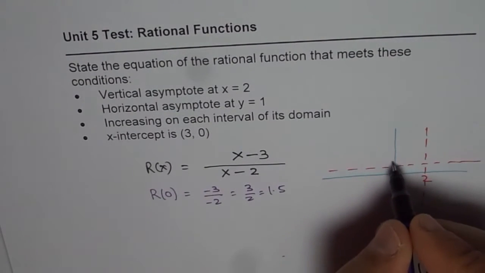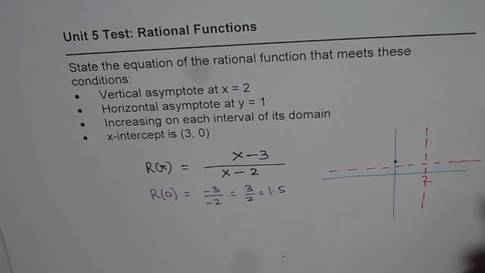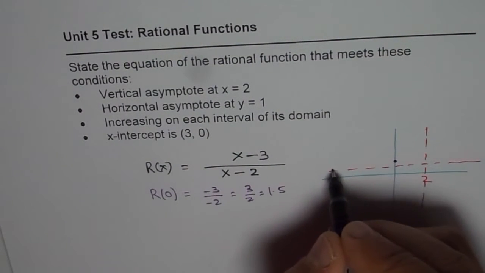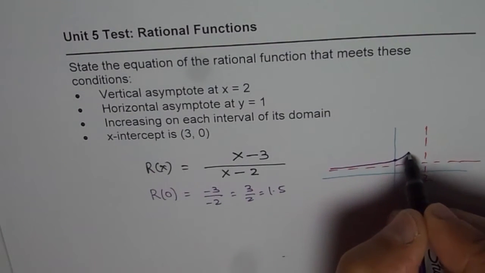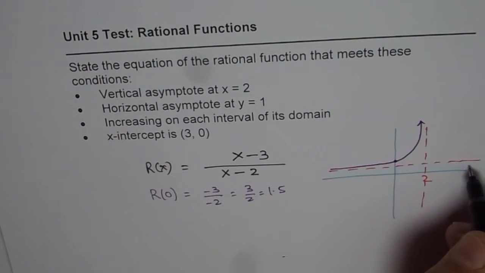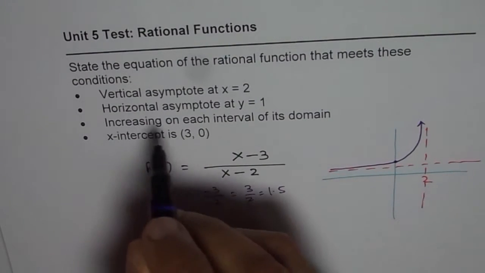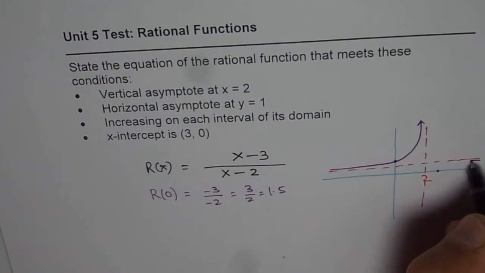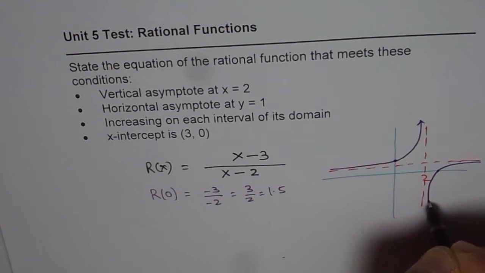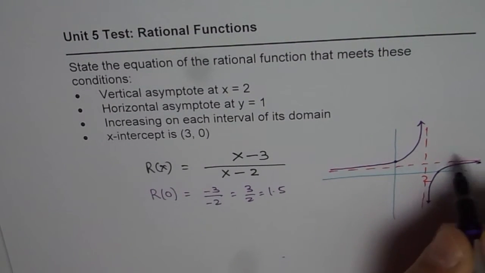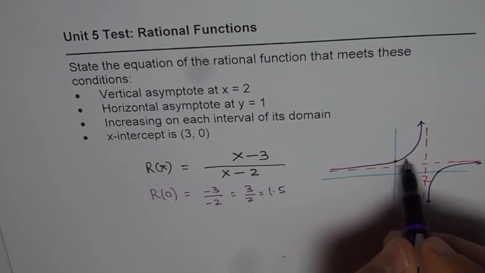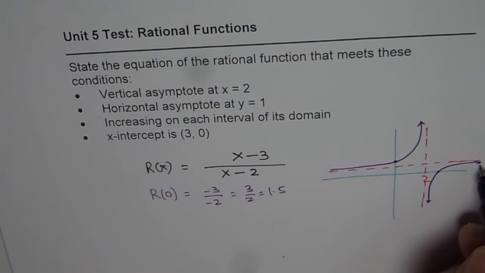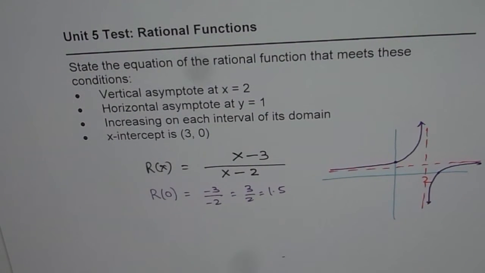So at x equals 0, I have a point above the horizontal asymptote. So I'm expecting my graph to be kind of like this. Do you see that? And I know that my x-intercept is on the right side of 2, so it has to be kind of like this. As you can see from the graph itself, it is increasing all throughout its domain, right? So that is the right equation for the given conditions.